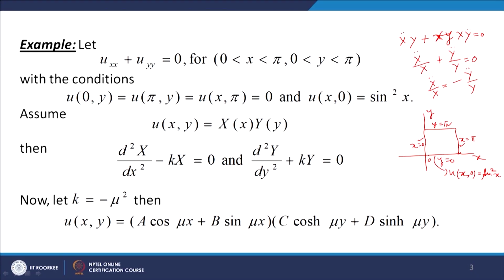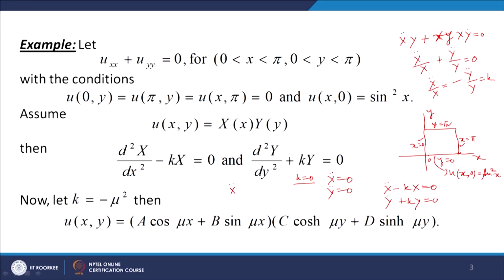Okay. So now left hand side is a function of x only and right hand side is a function of y only. Both are equal, so they must be equal to a constant, let us say k. So we get two ordinary differential equations of second order, X double dot minus kX equal to 0 and Y double dot plus kY equal to 0. Now there are three cases. Let us take k equal to 0. So k equal to 0 means X double dot equal to 0, and Y double dot equal to 0.